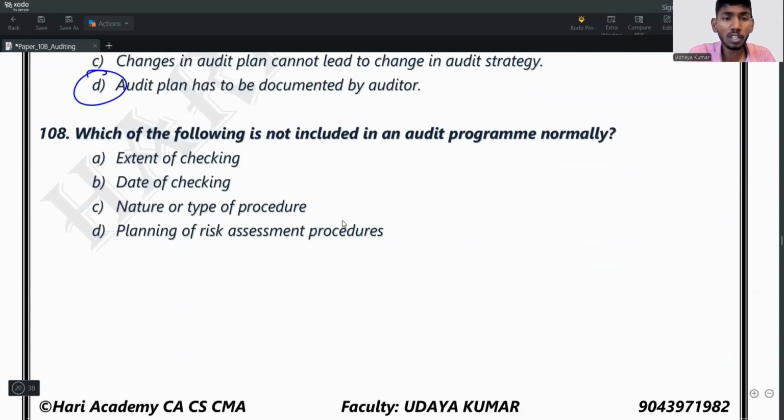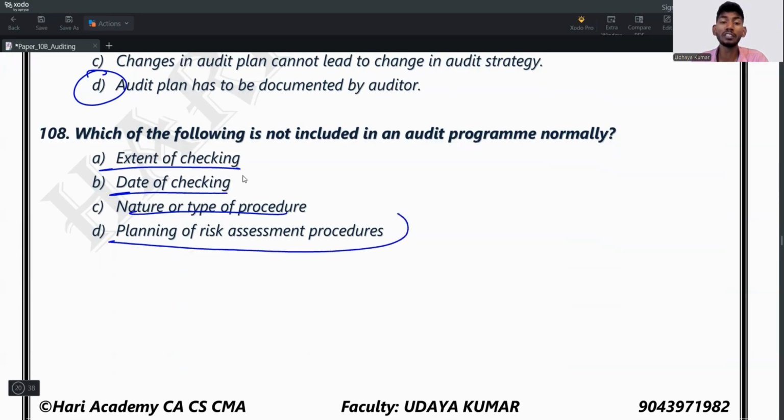Question number 108. Which of the following is not included in an audit program normally? He's again asking which is not included. Audit program includes extent of checking, date of checking, nature or type of procedure, but planning of risk assessment procedure is not in the audit program. Okay. So option D is the right answer.